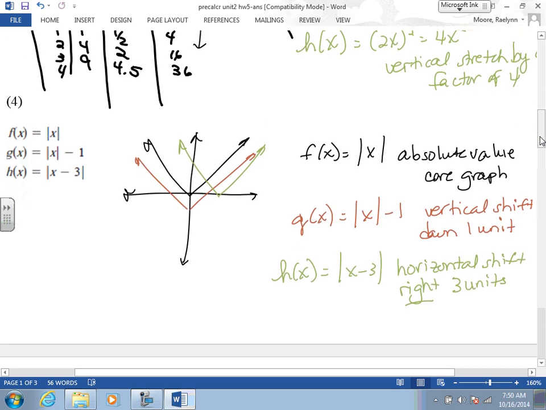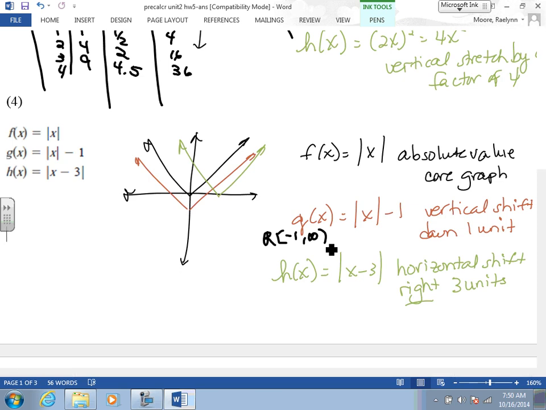Number 4, same things work with a square root. Same things work with absolute value. Same things work with your cubes. So here's an absolute value. We start with your basic function. We shift down 1. Vertical shift down 1. This is the guy that's going to change your range. Your range is going to be now -1 to infinity. And then we did a shift the opposite way, positive 3 units right. Good?